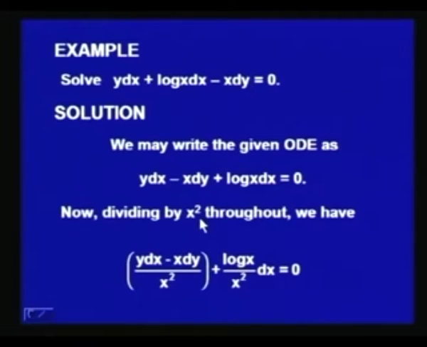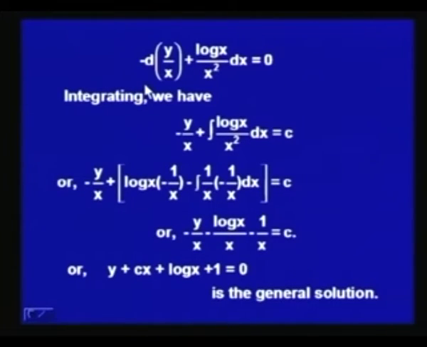So by dividing this differential equation by x square, it becomes an exact differential equation, and we note that the first term is equal to minus d of y over x plus log x over x square dx equal to 0. Now we can integrate both sides, and we have minus y over x plus integral of log x over x square dx. Log x over x square can be integrated by parts.